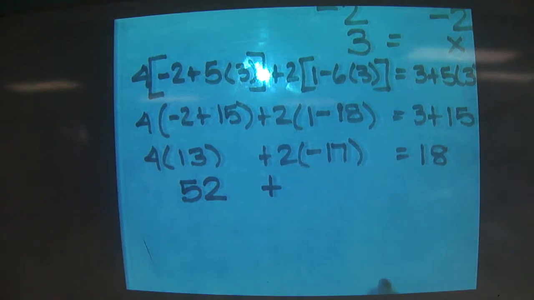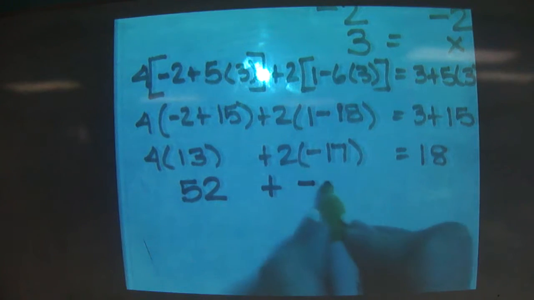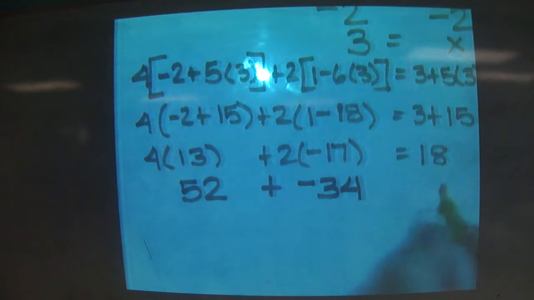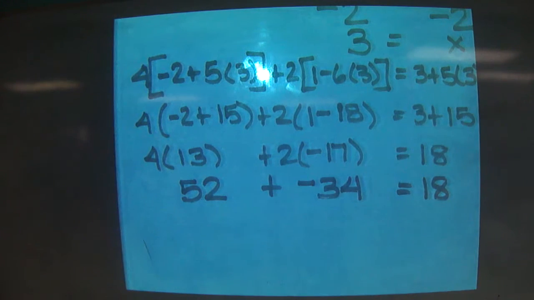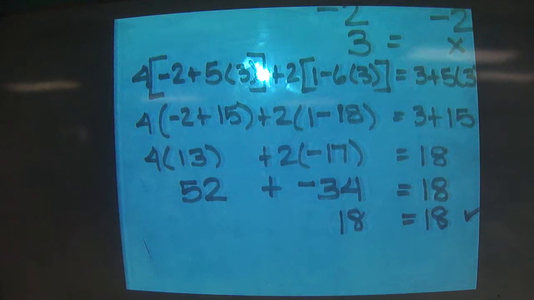2 times -17? -34. Equals 18. What's 52 minus 34? Is it really 18? I don't know. Yeah, it is. Guess what? It checks and we get it right. We know we got it right because we checked it.